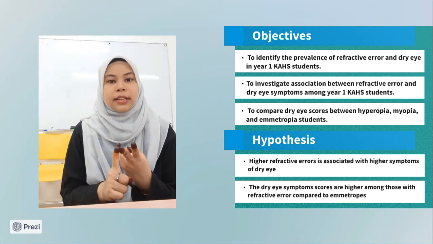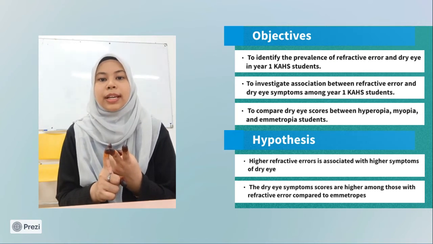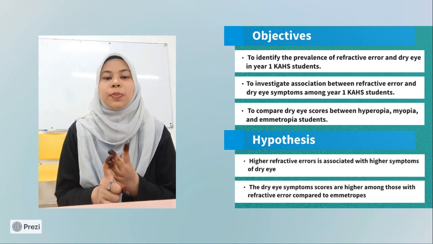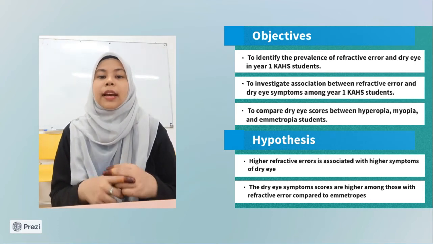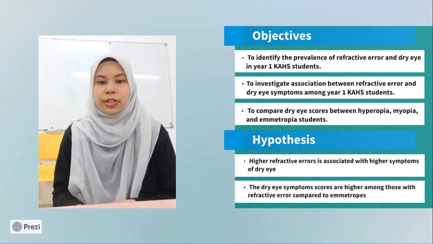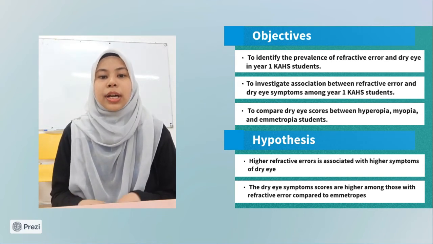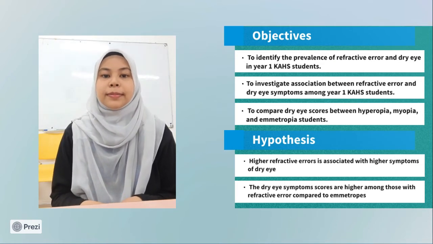Next, to investigate the association between refractive error and dry eye symptoms among Year 1 Kulliyyah of Allied Health Sciences students. And lastly, to compare dry eye scores between hyperopia, myopia, and emmetropia students. And the hypotheses of this study are that higher refractive errors are associated with higher symptoms of dry eye, and the dry eye symptom scores are higher among those with refractive errors compared to emmetropia.